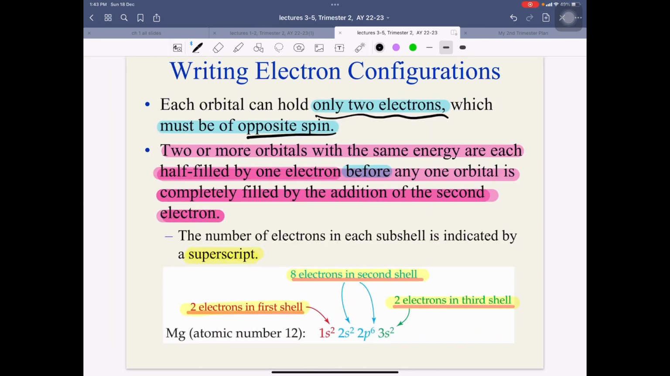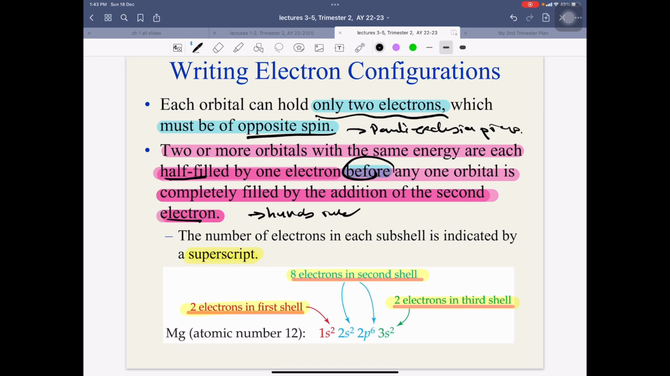After that, two or more orbitals with the same energy are each half filled with one electron before any one orbital is completely filled with a second electron. هذا Hund's rule. Hund's rule. وهذا Pauli exclusion principle.